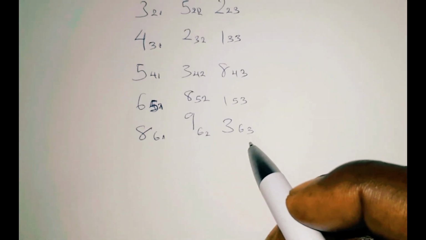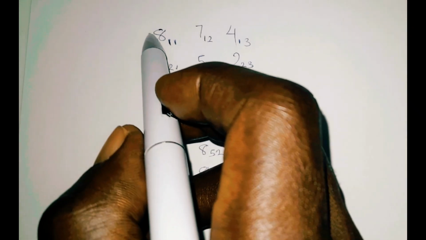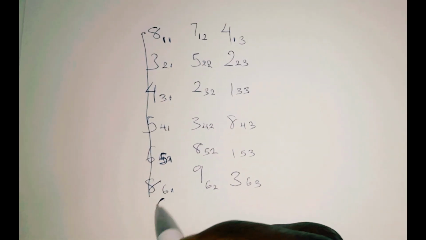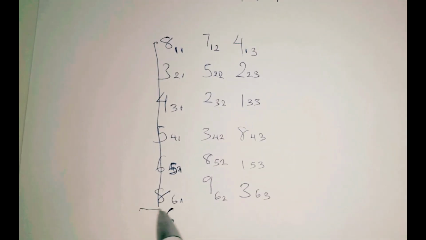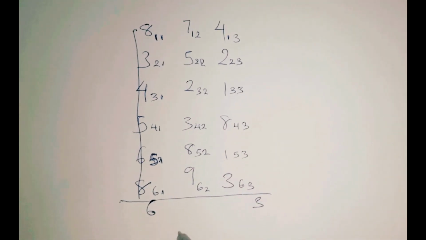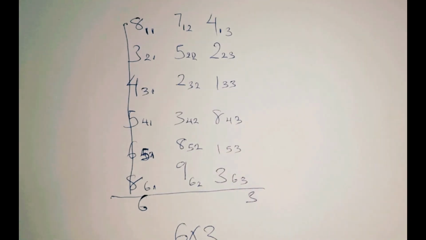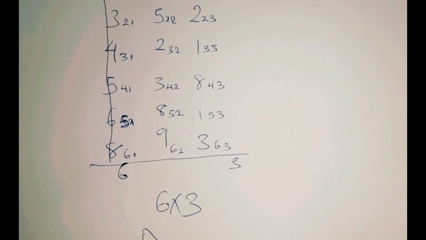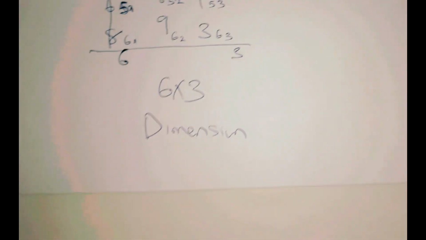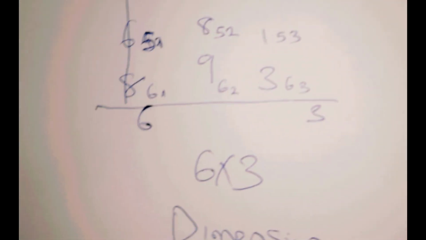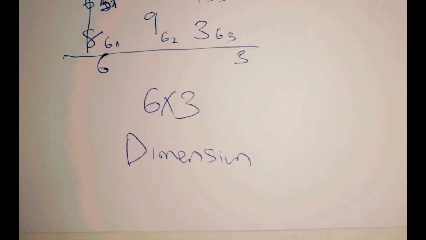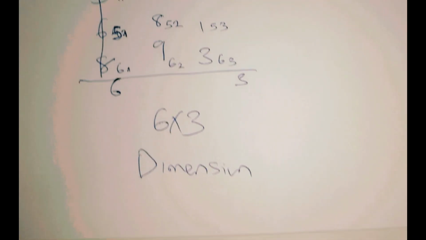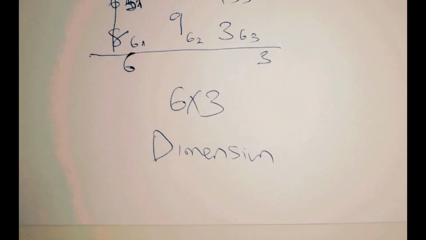So to get the dimension of this matrix, we may say this has 6 rows and 3 columns. So it's a 6 by 3 dimension. So I believe this is clear enough. So we know the dimension of a matrix and how to solve for the dimension of a matrix.